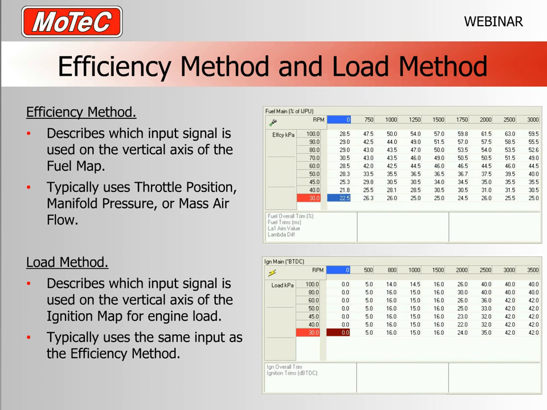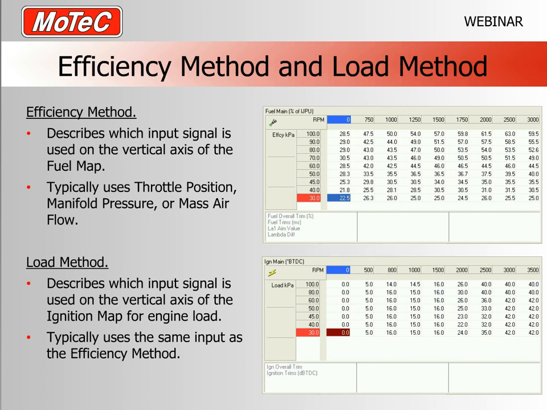This is the selector for which input signal is used on the vertical axis of the fuel map. Typically we may have throttle position, manifold pressure, or mass airflow. They are the most normal vertical inputs. In other words, they're how much engine load or how much engine power we're trying to generate at a given RPM. So that is what we call the efficiency method.